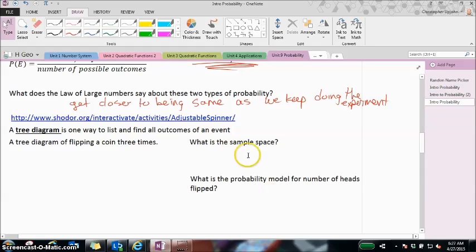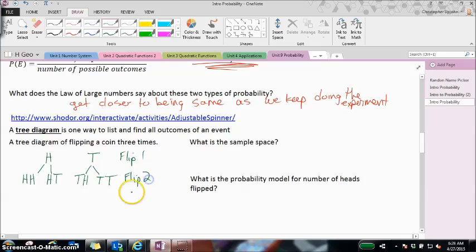A tree diagram is one way to list and find all the outcomes of an event. So suppose we're flipping a coin 3 times. Well, there's 2 options. We get heads or we get tails. And then we flip again. We still have heads the first time, and we get heads again, or we get tails. If we get tails the first time, we get tails and heads, and tails and tails. And we do it again.